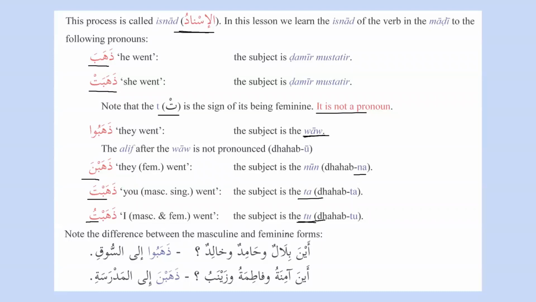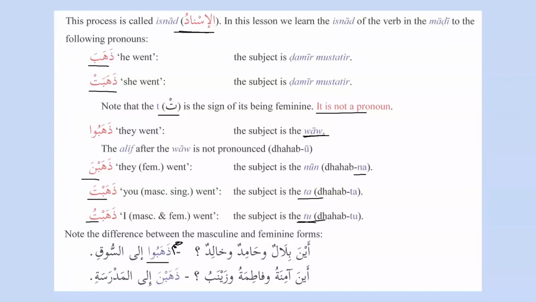So now look at the example as I mentioned earlier. Aina Bilalun wa Hamidun wa Khalidun. This is a question, and you say dhahabu ila suqi. They went to the market. If the answer is like this, dhahabu ila suqi, it refers to Bilal, Hamid, and Khalid. But if you want to start a sentence, here the doer is inside. Here the doer is basically hum dhahabu, and they went. So here the doer is inside.